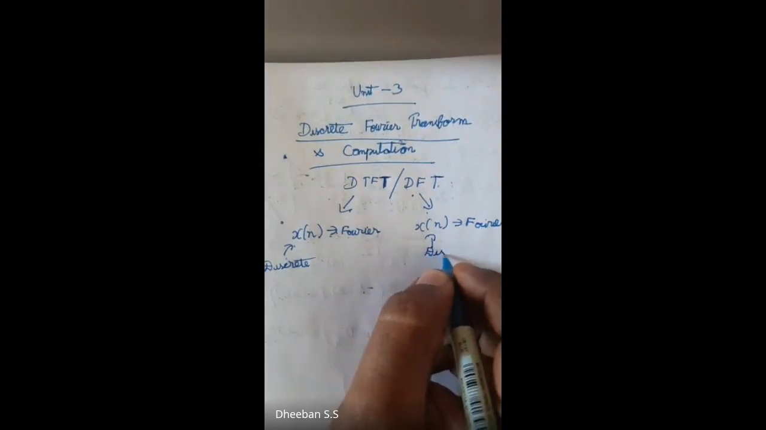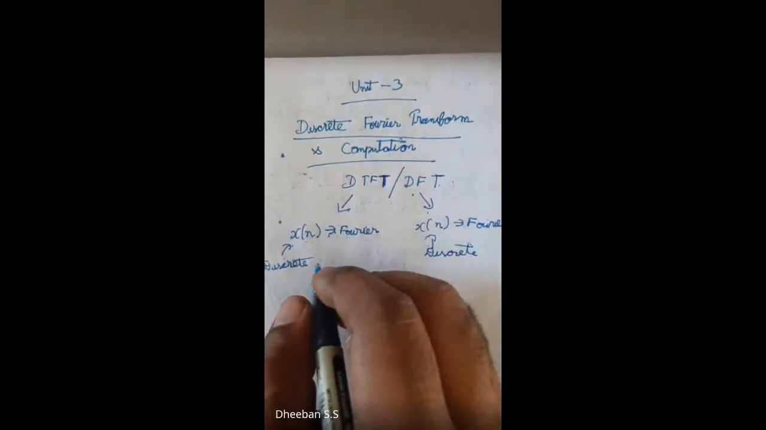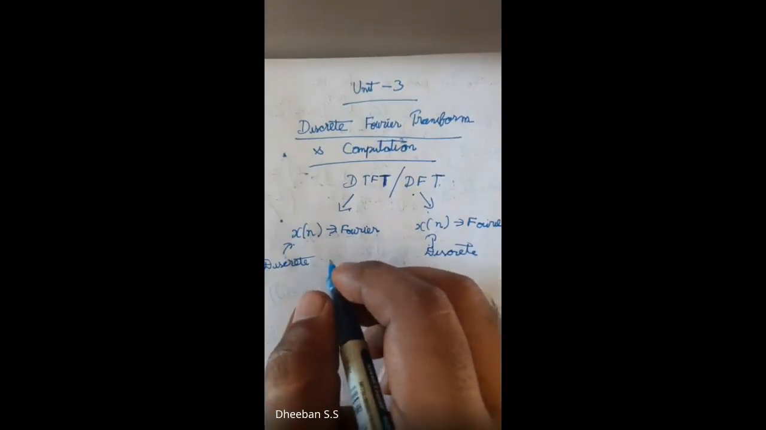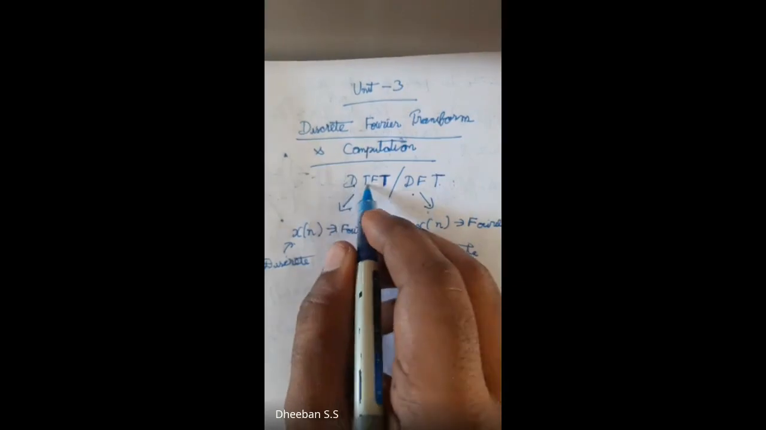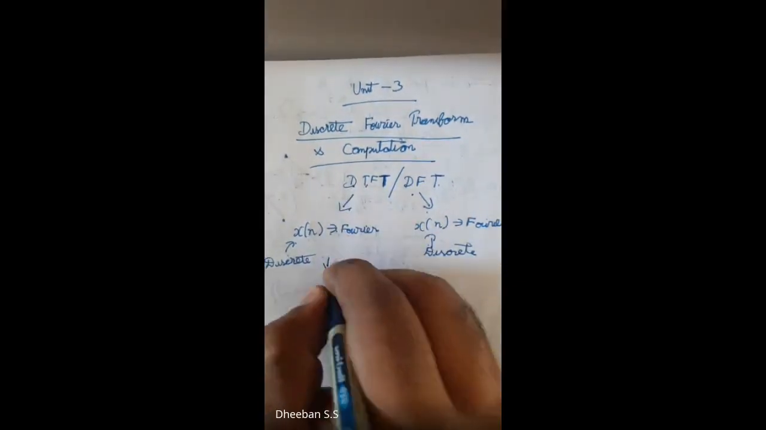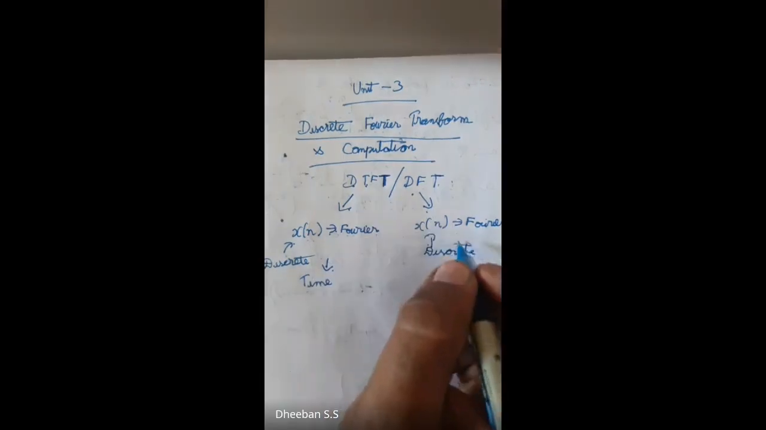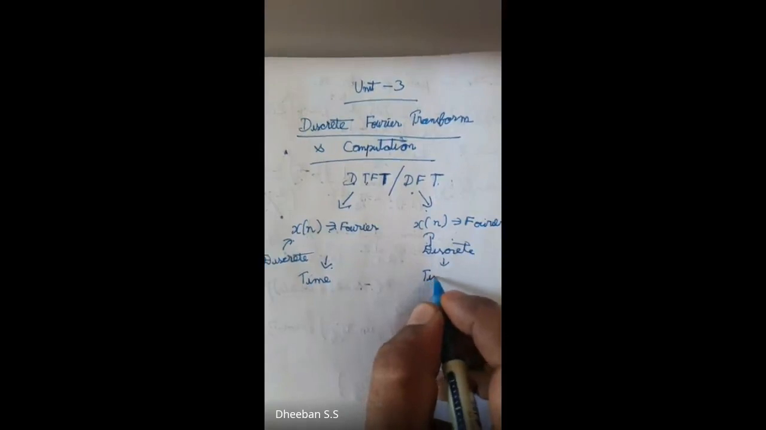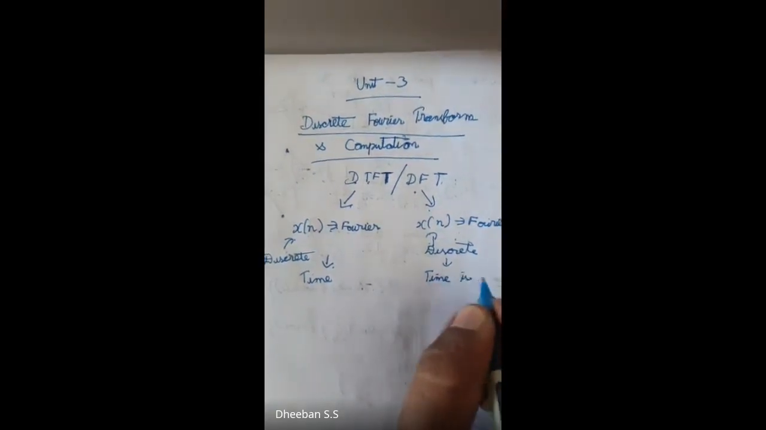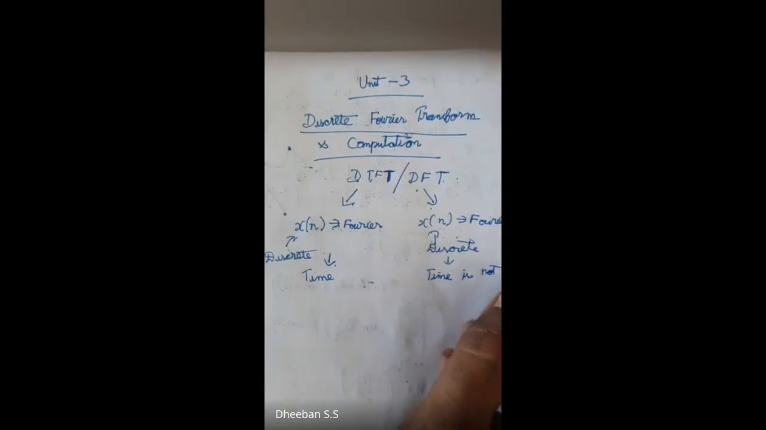But the difference here is that in your DFT, you will be taking with respect to your time period. But over here, in the DTFT, you won't be considering time. Time is not considered. That's what they're saying.